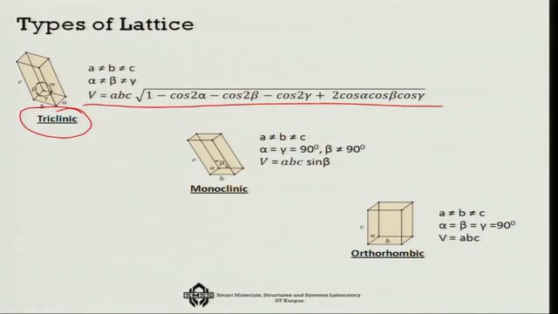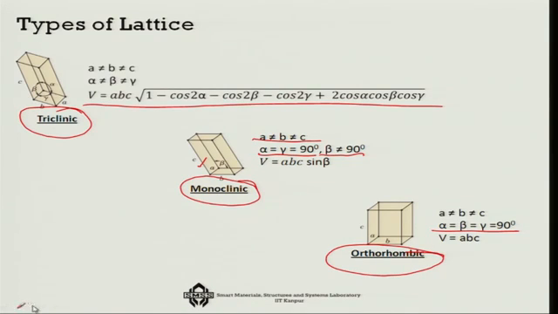From there, if you bring a little more symmetry, you can get a situation where A, B, C are not equal to each other, that is fine, but at least alpha and gamma are 90 degree. So, alpha and gamma are 90 degree angles, and beta is not 90 degree. So, then you get a structure which is known as a monoclinic structure. Now, if you get a structure where alpha, beta, gamma all are 90 degree, but still A, B, C are not equal, then you get a structure which is known as orthorhombic structure.